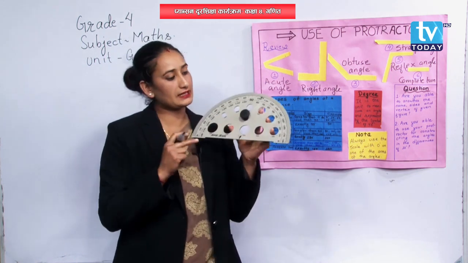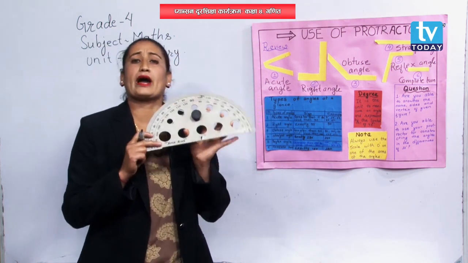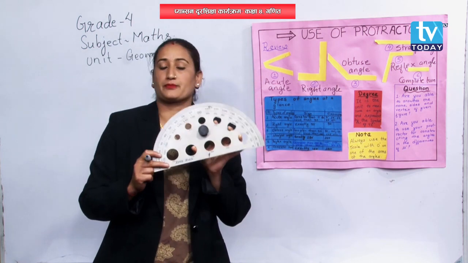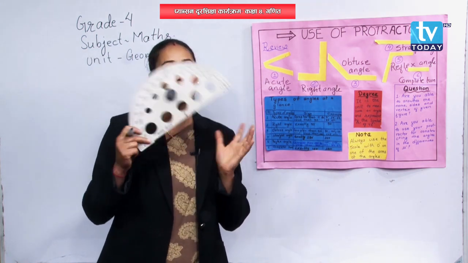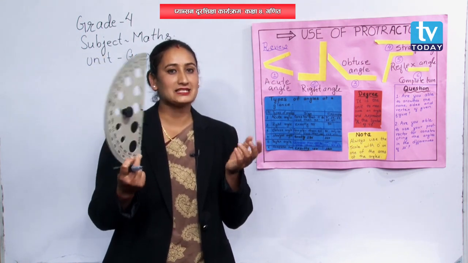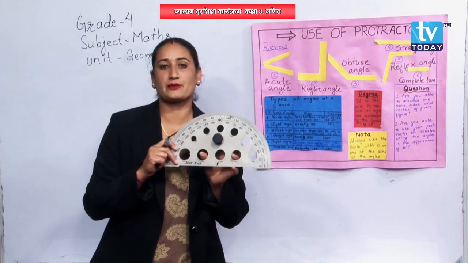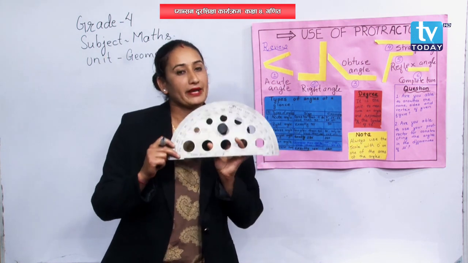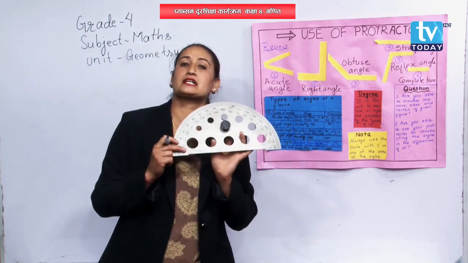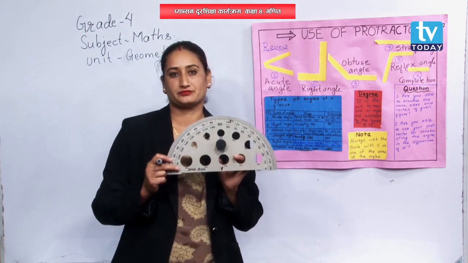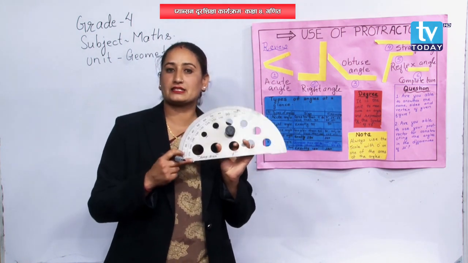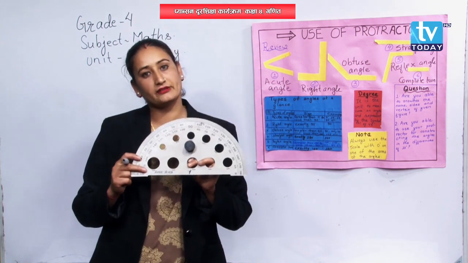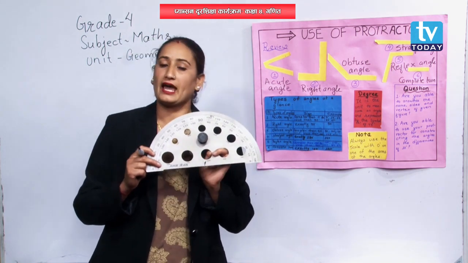Good. See the protector. Why do we use a protector? Please tell me why we are using the protector. For playing? No. We use the protector for measuring angles and for the construction of angles. What is the use of the protector? It is used for measuring angles and constructing angles.